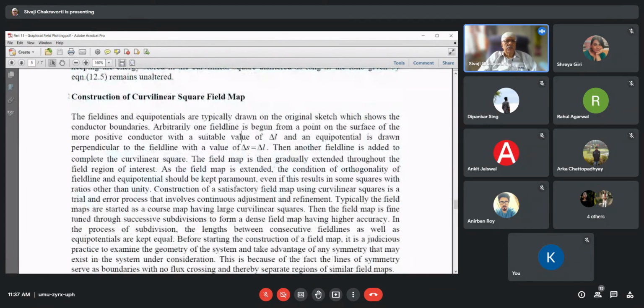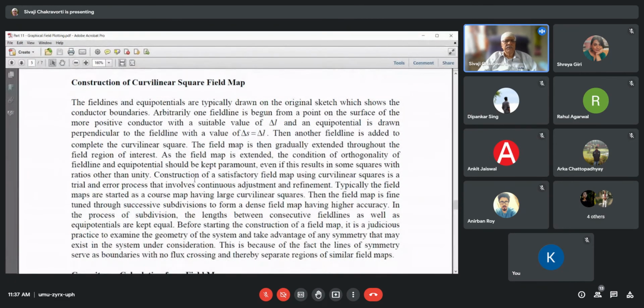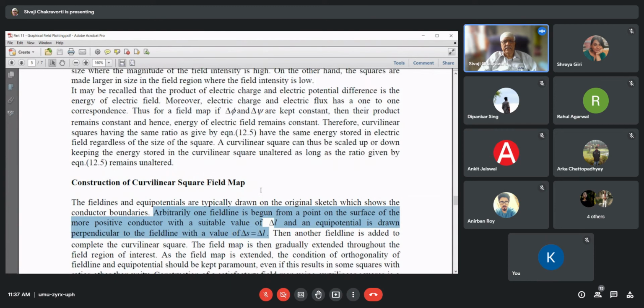So, construction of the curvilinear square field maps. What is being done? The field lines and the equipotentials are typically drawn on the original sketch, which shows the conductor boundaries. That means the sketching is started with the conductor boundaries. Then arbitrarily one field line is begun from a point on the surface of the more positive conductor with a suitable value of del L, and an equipotential is drawn perpendicular to the field line with a value del S by del L, which is something like this.